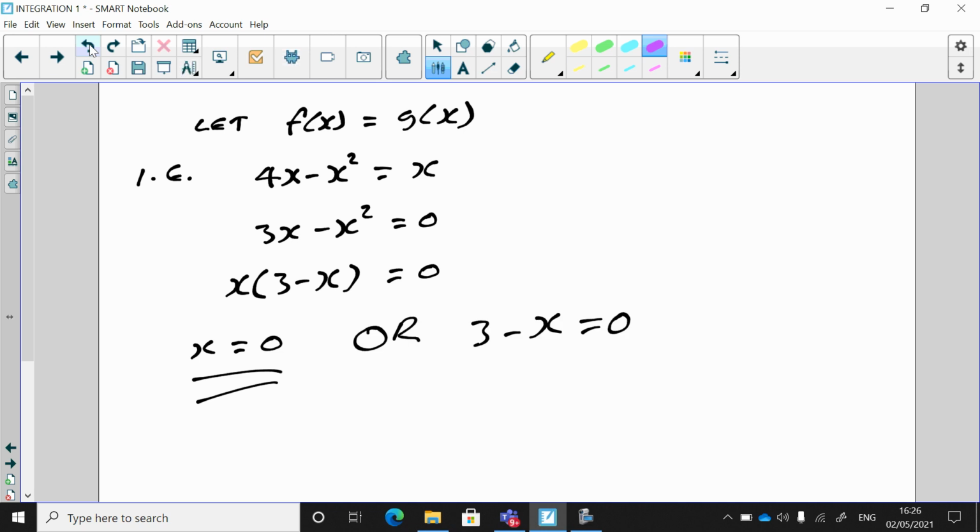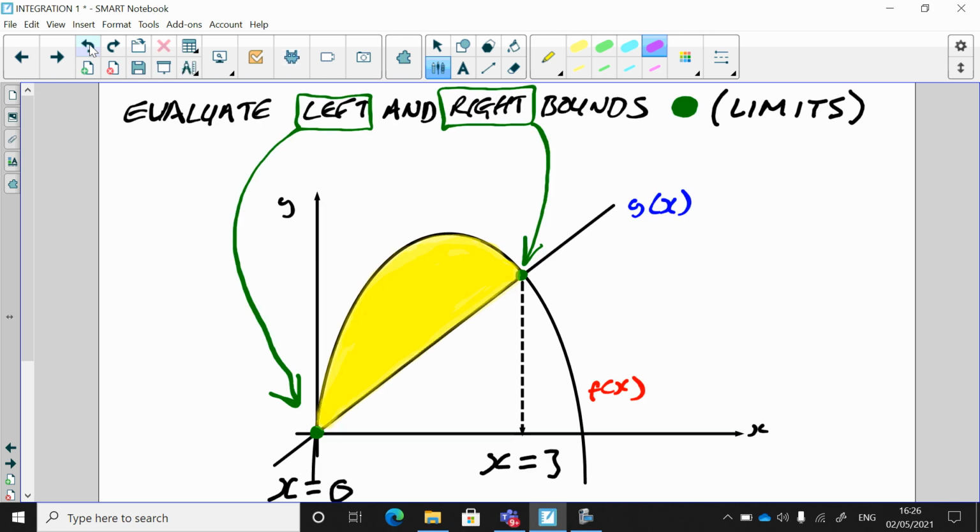And x equals 0, 3 take away x equals 0. So what does that mean? That means x equals 3. Okay, that's how to get our limits of integration. Okay, we're looking at the area between x equals 0 and x equals 3. And so they're referring to these here as our left and right bounds. Okay.